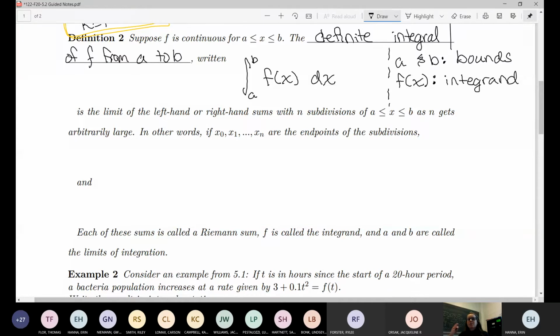So this is defined to be the limit of the left hand and right hand sums, so the Riemann sums we were just working with, n subdivisions of that interval as n gets arbitrarily large. Now this is where the scary notation comes in. Don't panic, it's just a definition. In other words, if x sub 0 through x sub n are the endpoints of a subdivision, we define the integral, and I'll draw a picture in a second, to be the limit as n gets arbitrarily large.